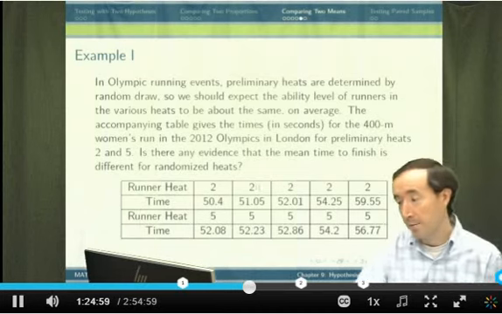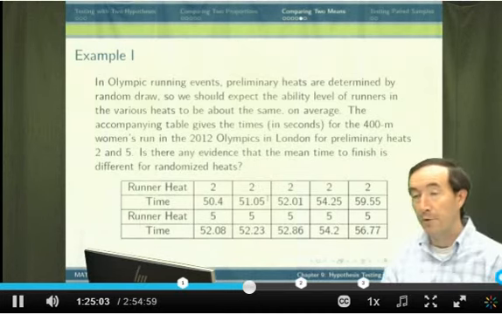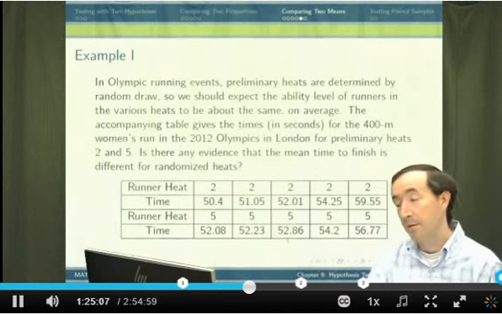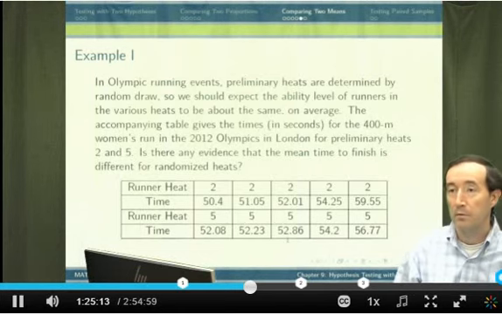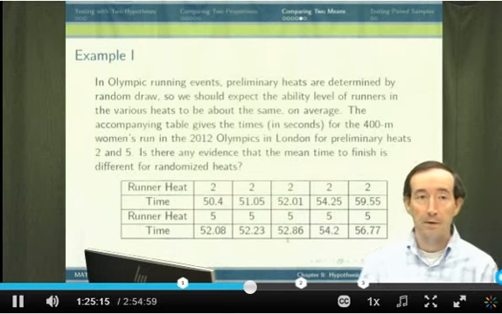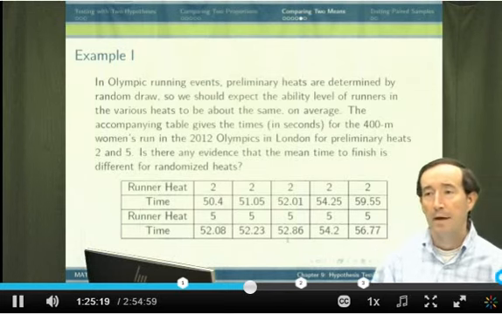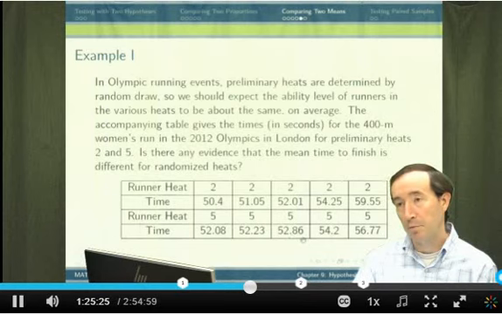That is, knowing that this runner averaged or ran a 51.05 second 400 meter run, would that help me understand what this runner did in heat 5? Would it make it more or less likely that they ran a certain value, or within a certain range of a certain value? Not that I can think of. I can't see any reason why knowing a value from this group would help me in any way to know a value from this group.